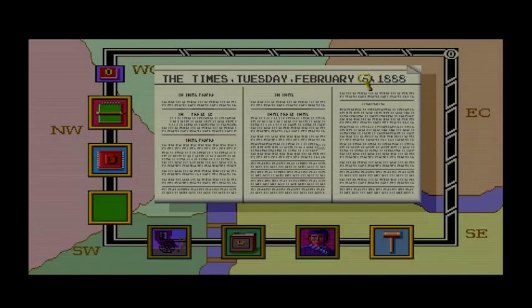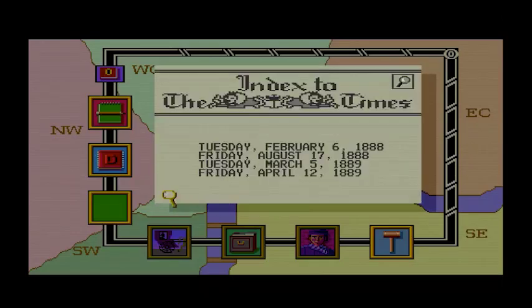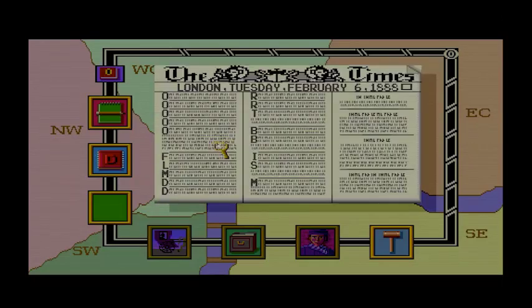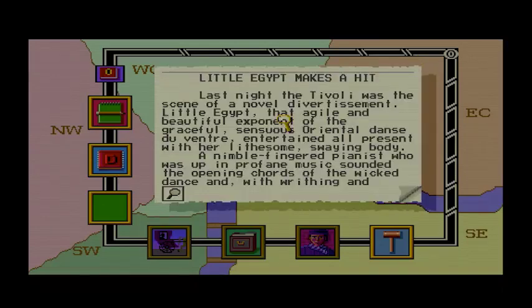So it should be in the middle, if I'm not mistaken. Ireland. Yes. Well, then this should be it here. Little Egypt makes a hit, yes.